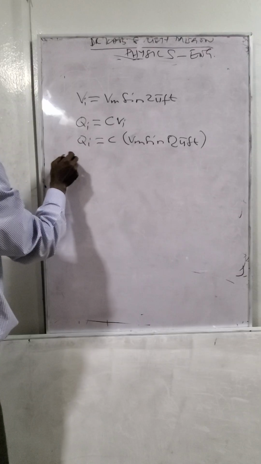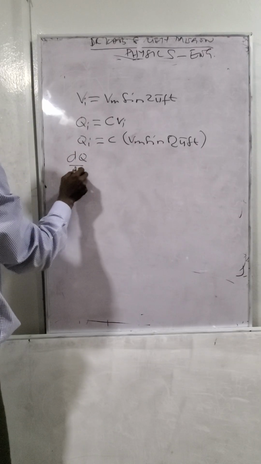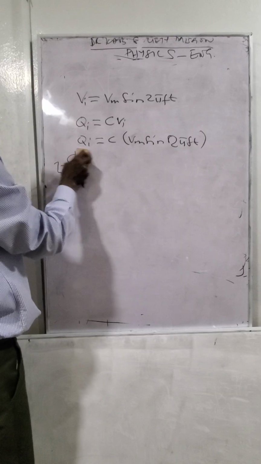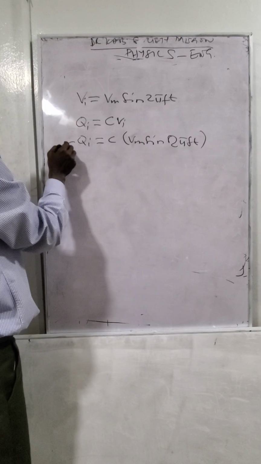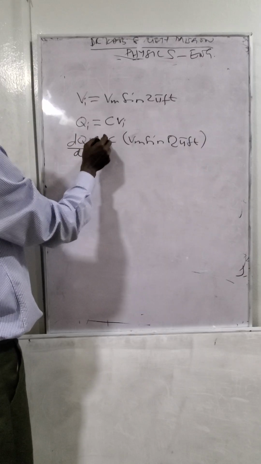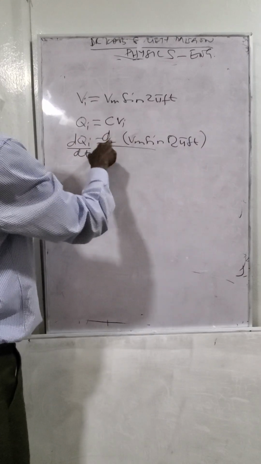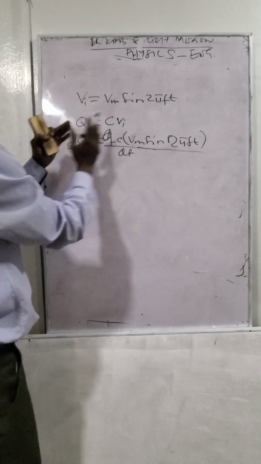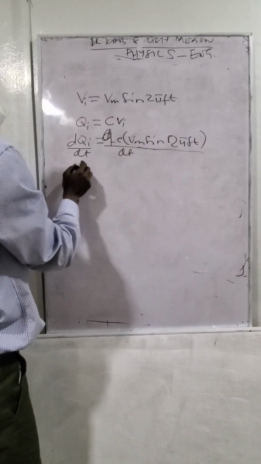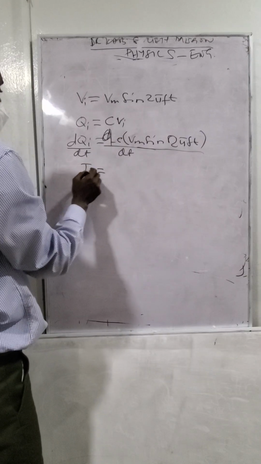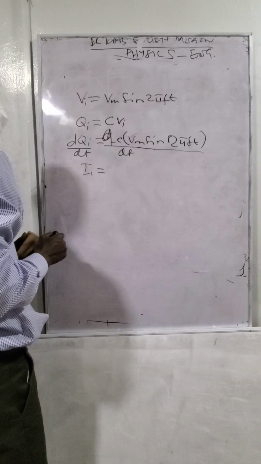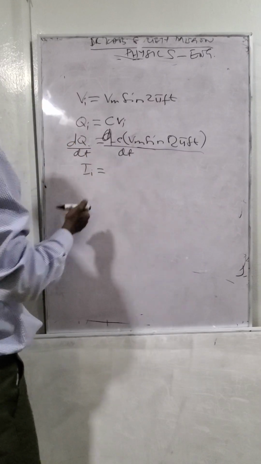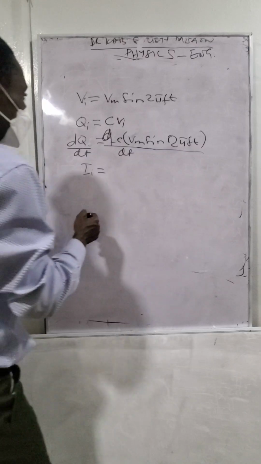Why we said this: dQ/dt is equal to current, so we want to find an expression for current. In that case, we differentiate this whole thing with respect to t, and also differentiate the other side with respect to t. What you do to this side, you do the same to that side. So this becomes current, the instantaneous current that we are looking at.